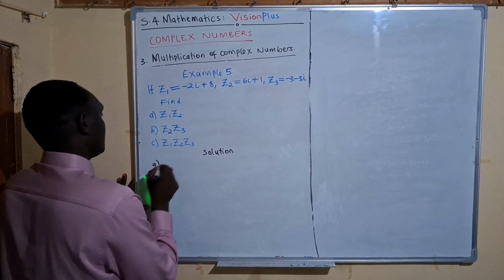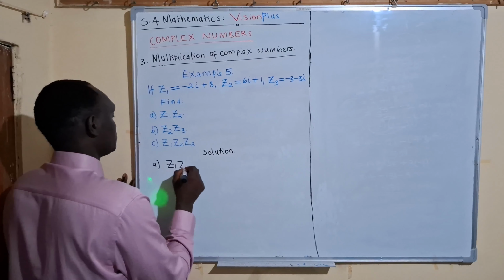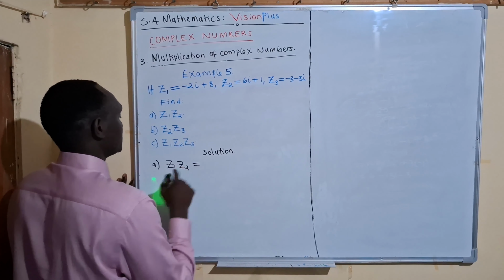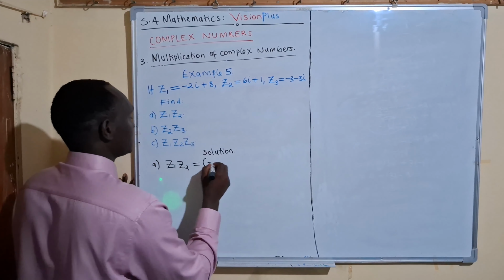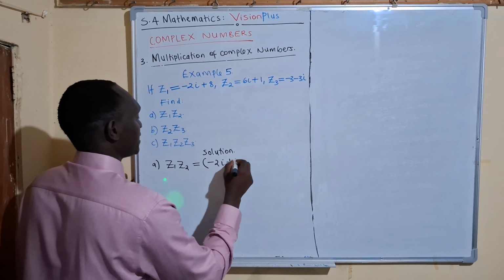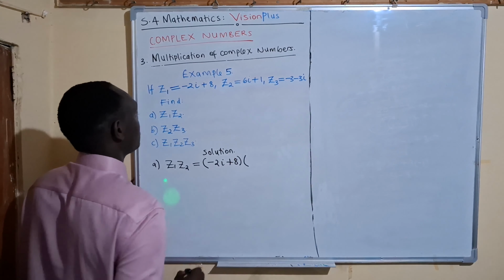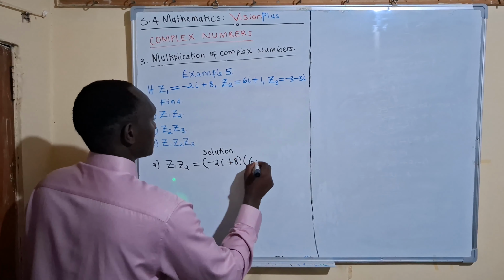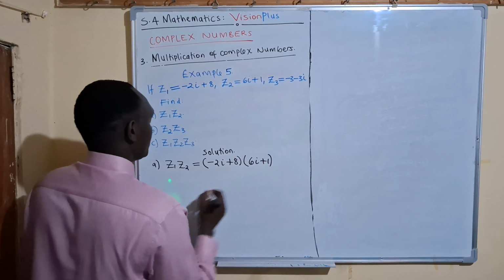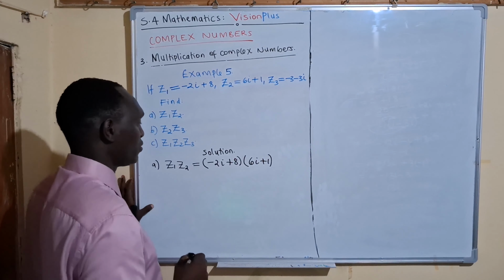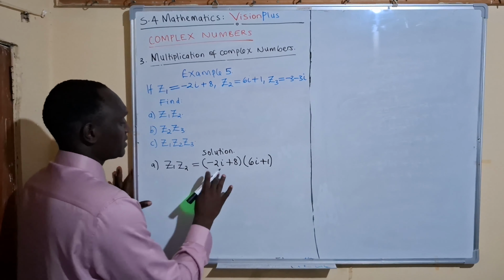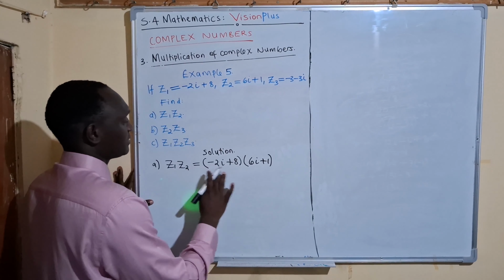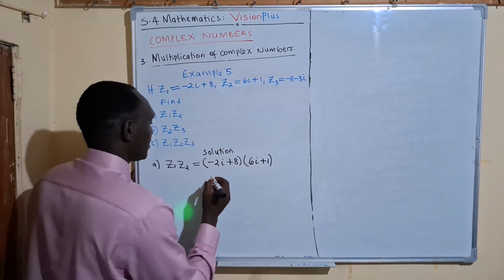For part A, which is z1 z2, let's substitute for z1. What is z1? Open the bracket because there are two terms. That is negative 2i plus 8 times z2. What is z2? Simply 6i plus 1. After that, you go to the law of multiplication of brackets, where every term in each of the brackets multiplies every other term in the other brackets.